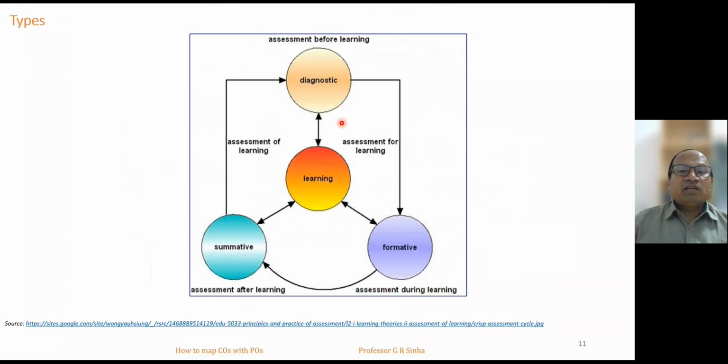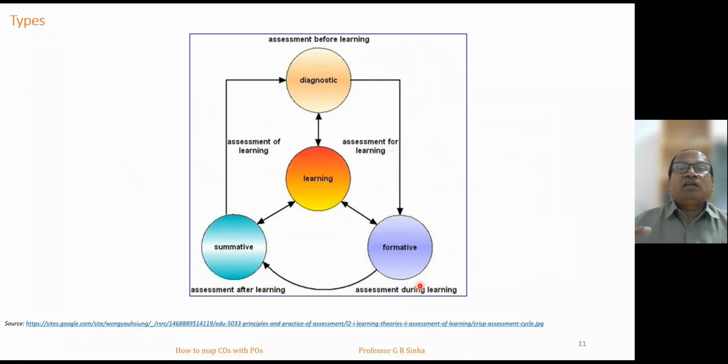So assessment before learning, there are three types of assessment. One is summative, other is the formative, and the last one is diagnostic. Summative assessment is done after learning. That is when learning has taken place, when the course has been completed, when we are talking about course learning outcome or a program learning outcome, meaning the program has already been completed after 4 years or 3 years, and then we are evaluating, or once the course is completed and we are evaluating finally at the end of course, that is summative assessment.